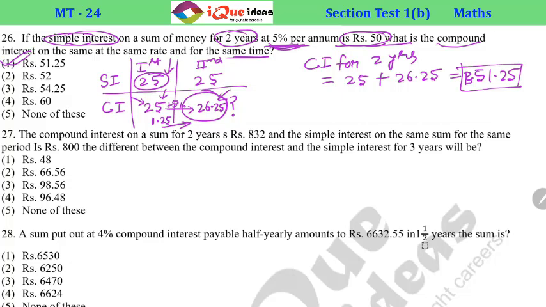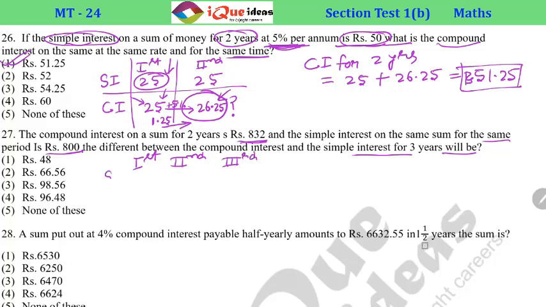Okay. Now let's go to the next question. It says the compound interest on a sum for 2 years is 832, and simple interest on the same sum for the same period is 800. Same method, right? The difference between the compound and simple interest for 3 years will be? So first let's create the same chart: first year, second year, third year.